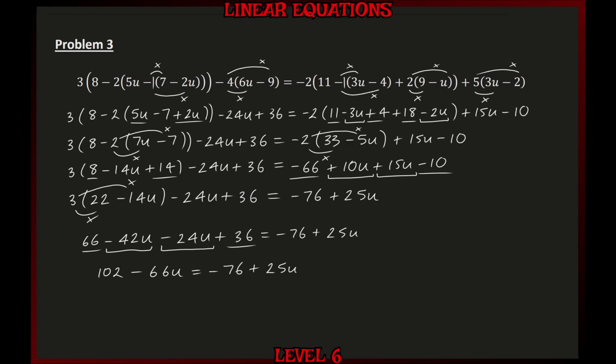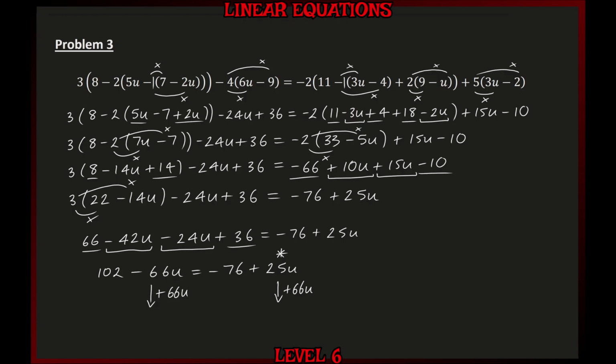Now, after simplifying all of the expressions, we have unknowns on both sides of the equation, so it's easiest to keep them on the side where we start with the most, and that happens to be the right hand side here, because 25 is greater than minus 66. So we're going to keep our u's on the right, which means we need to remove the u's from the left. So to remove a minus 66u, we're going to add 66u to both sides of the equation.